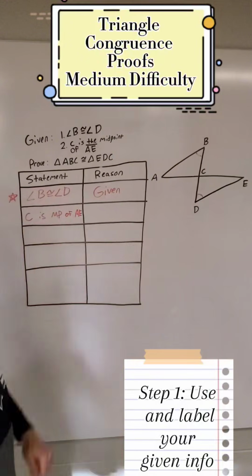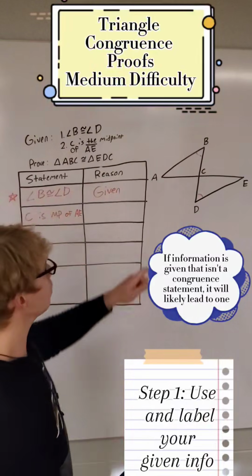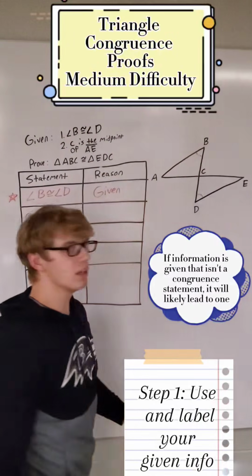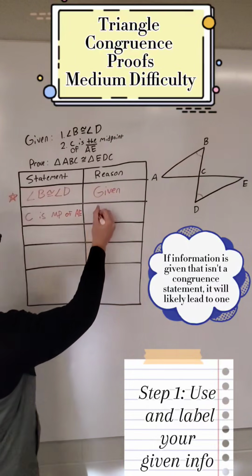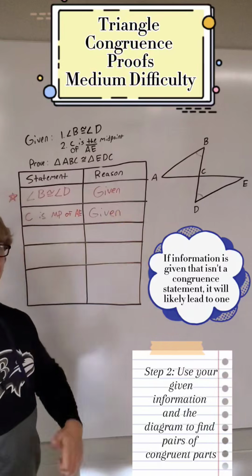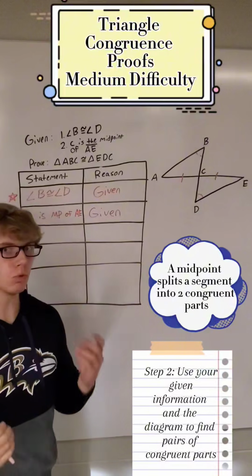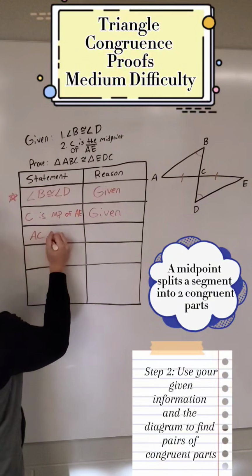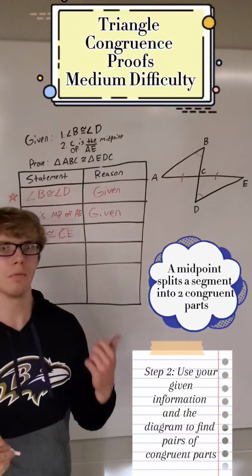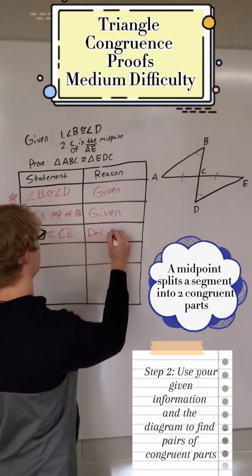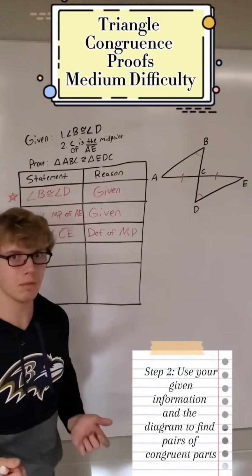Now, this does not say congruence, so it's going to lead to congruence. We need to figure out what that means. And if we're looking at this here, we know that a midpoint splits a segment in half, or two equal parts. So our reason for this is given, but then we can use it to say that AC is congruent to CE because a midpoint splits a segment into two equal parts. So I'm going to write AC is congruent to CE, and the reason for that is definition of a midpoint. So I'm just going to write def of MP, definition of a midpoint. Now, this is our second star. It's a congruence statement. Fantastic.